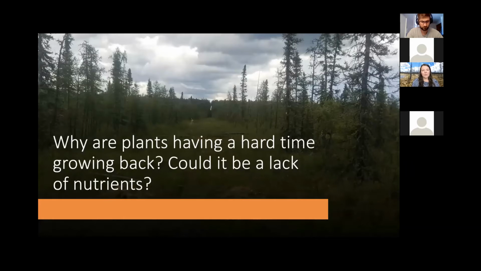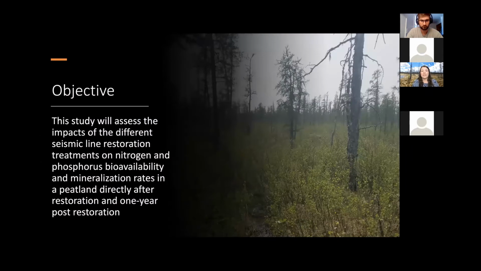So why are plants having such a hard time growing back? Could it be because of a lack of nutrients? Well, we all know that plants like us need nutrients to grow. So my objective in my study is going to be to assess the impacts of different seismic line restoration treatments on nitrogen and phosphorus bioavailability, as well as mineralization rates in a peatland directly after restoration, which I did last summer, and 1 year post-restoration, which I hopefully will get out to do this summer.